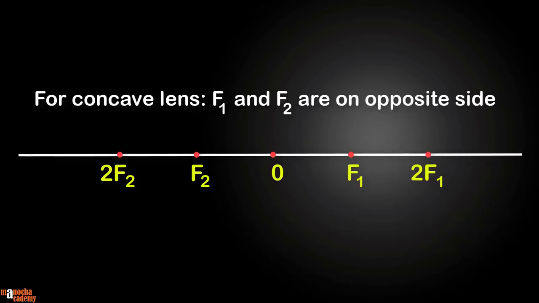Note that in a concave lens, usually the F1 and F2 are on the opposite side compared to a convex lens. So F1 and 2F1 are on the right side and F2 and 2F2 are on the left side. You might find different conventions in different textbooks.